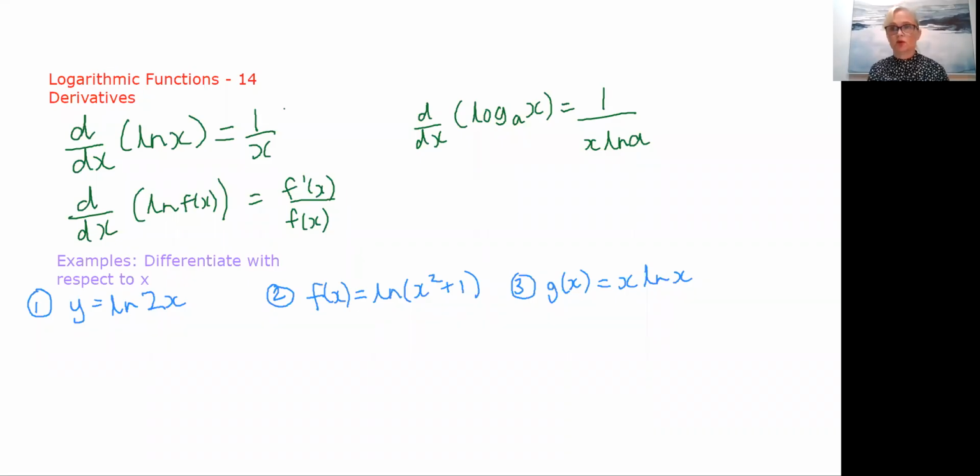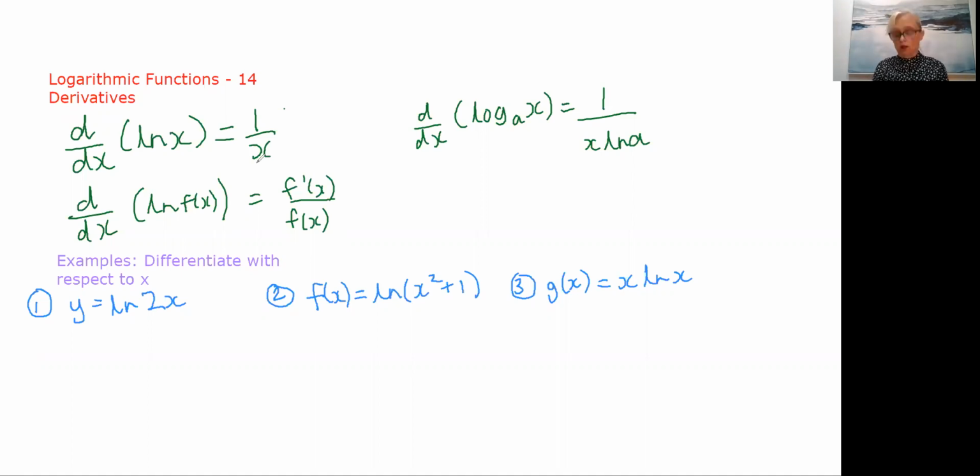We're coming towards the end of our logarithm section, and we're finally up to the point where we can actually do some calculus. The really cool thing about a natural log is that the derivative of it is just 1 over x. Very cool.